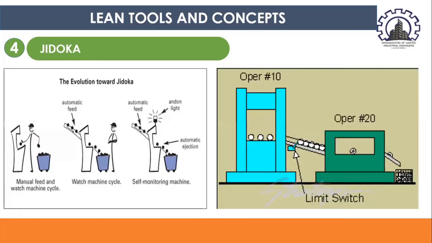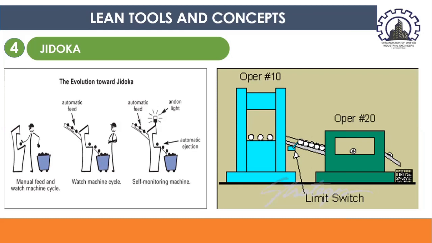And another lean tool or concept that we have is what we call Jidoka. If we say Jidoka, it is a method that defines an outline for detecting an abnormality, stopping work until it can be corrected, solving the problem, then investigating the root cause. Now, as you can see in our first picture, the man was manually feeding and watching the machine cycle. In the second, the man is only watching the machine cycle. And in the third picture, you have a self-monitoring machine. So there's no man anymore.